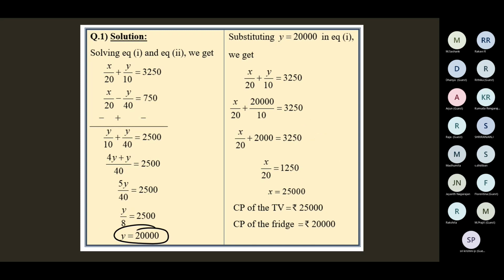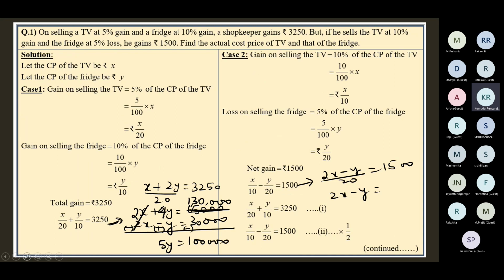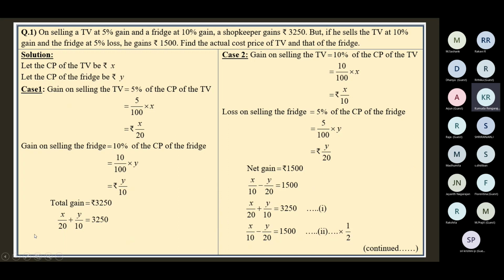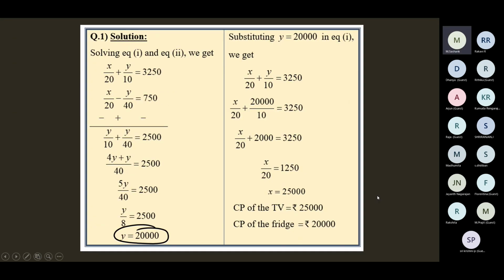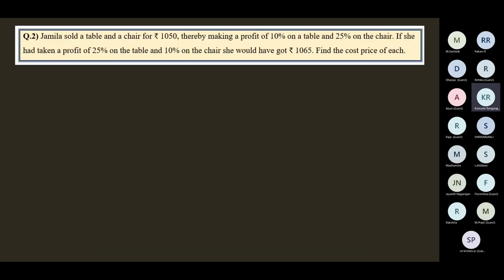So children, anyways, when you have numbers in the denominator, always take LCM, cross multiply, and you will get it. Otherwise, if you're comfortable with fractions, you can continue like this. Okay, ma'am. Very good.